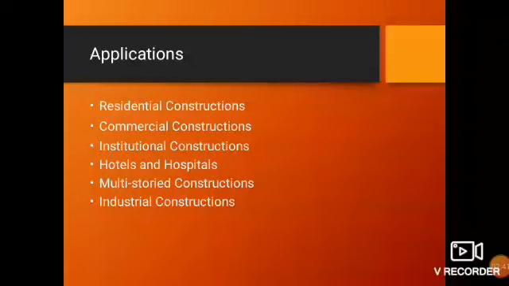Applications are residential constructions. We can use AAC blocks in residential constructions and in commercial constructions, institutional constructions, hotels and hospitals, multi-story constructions, and then industrial constructions. Almost everywhere it is used. Next we will see the manufacturing process.